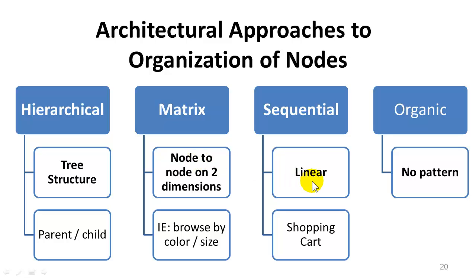Linear, where we're going from one page to another in a shopping cart. Organic, which is essentially no pattern at all. Here again, sometimes we have a search box. Sometimes we have all four of these types of organization on one site, so to speak. Here again, this does lend itself a little bit more to websites.